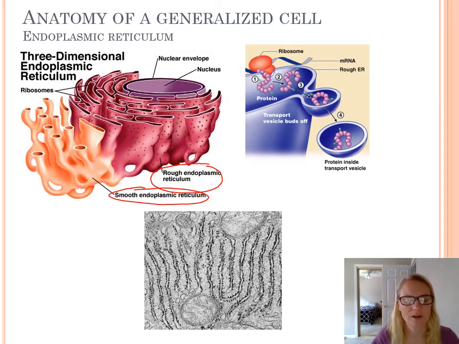Smooth ER, smooth endoplasmic reticulum, sometimes can be a storage tank. Right, we can see all these little tubes, which would be good for storage. They store calcium ions. They also can produce lipids and hormones like steroid hormones and cholesterols and things like that. So that's your smooth ER and your rough ER.